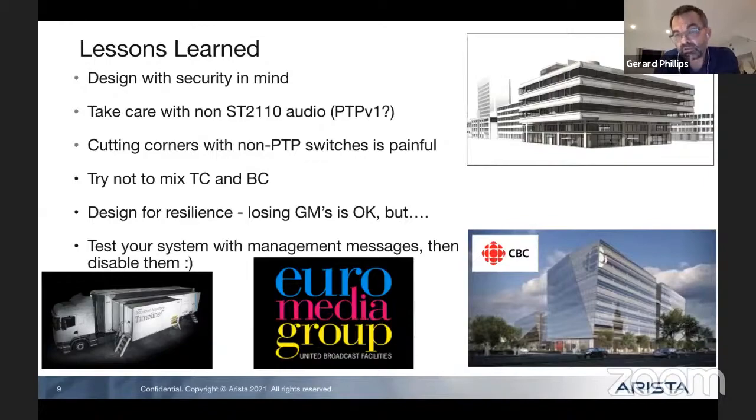And when you come back to a good clock, when the GM is brought back online, that's going to be a big kick. So get to the point where you never lose a GM. Don't lose both GMs, rather. And then there's a concept in PTP and 2059 of management messages, which allow special TLVs to be sent around. They are often the cause of a lot of pain. So test your system with the management messages enabled and then disable them if you're not using them.